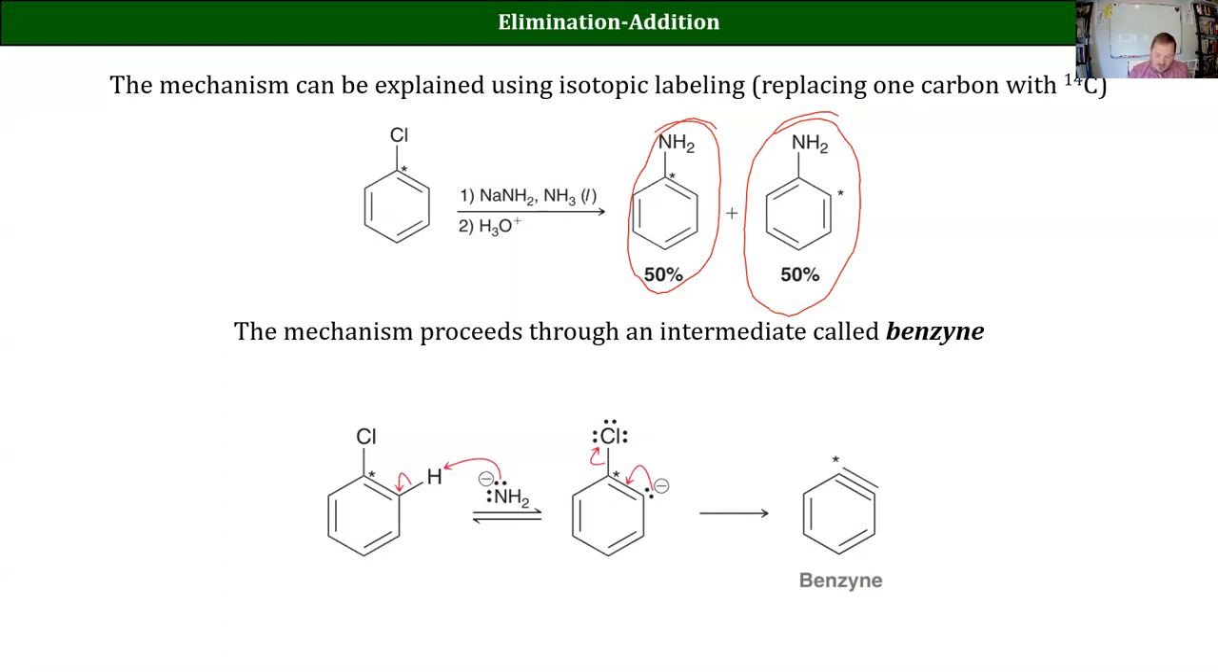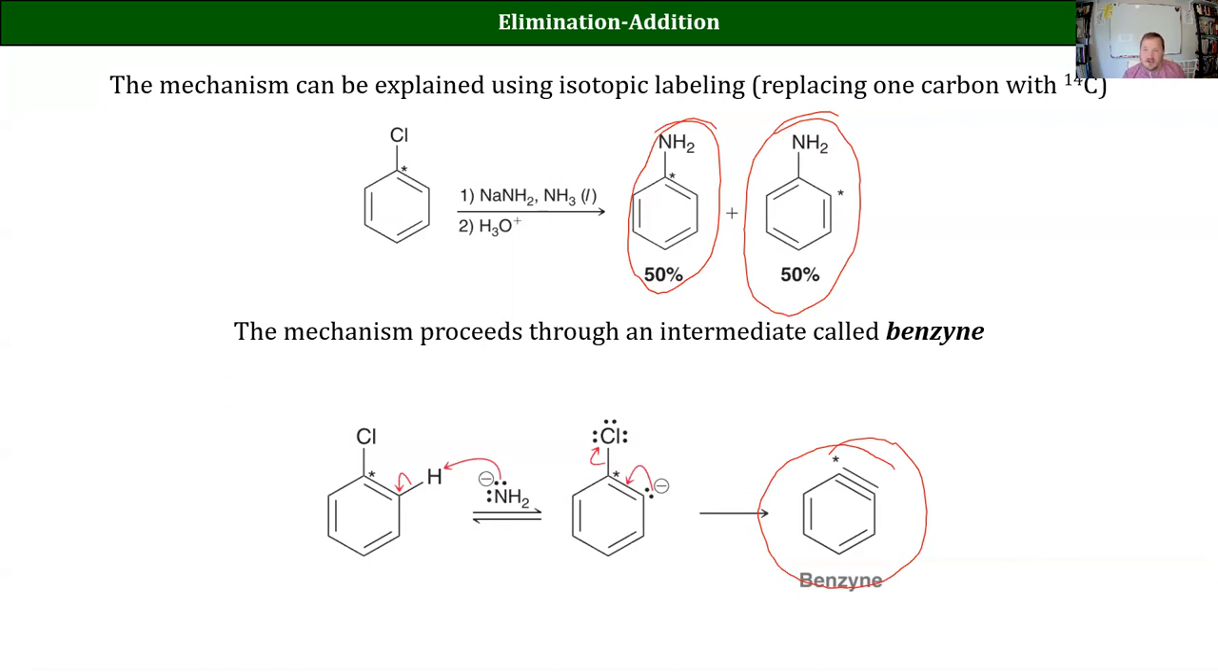In the elimination addition, you wind up with the chlorine, your leaving group, leaving, and it makes this intermediate where you've got actually a triple bond as part of the benzene ring, which is not super stable, but it's still aromatic because the extra pair of electrons is not conjugated, because both of those carbons already have a pair of electrons contributing to the resonance structure. So that triple bond is localized. It can't resonate.